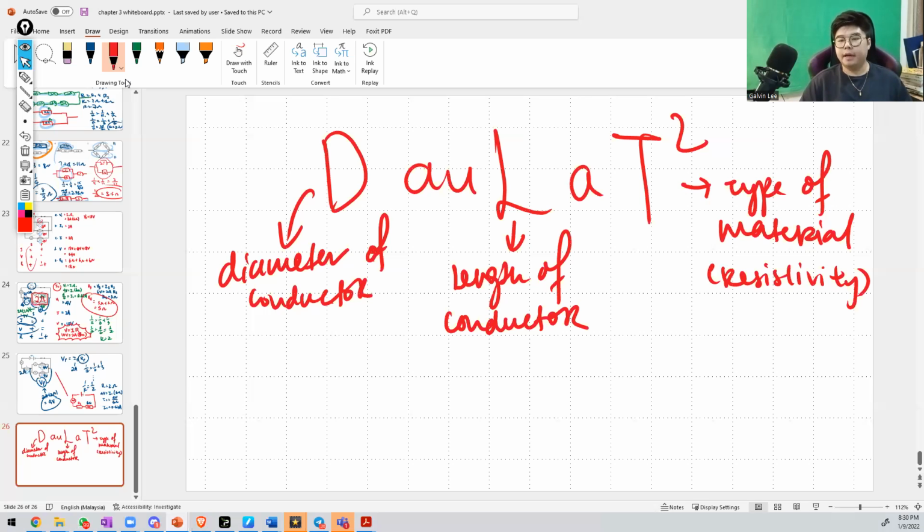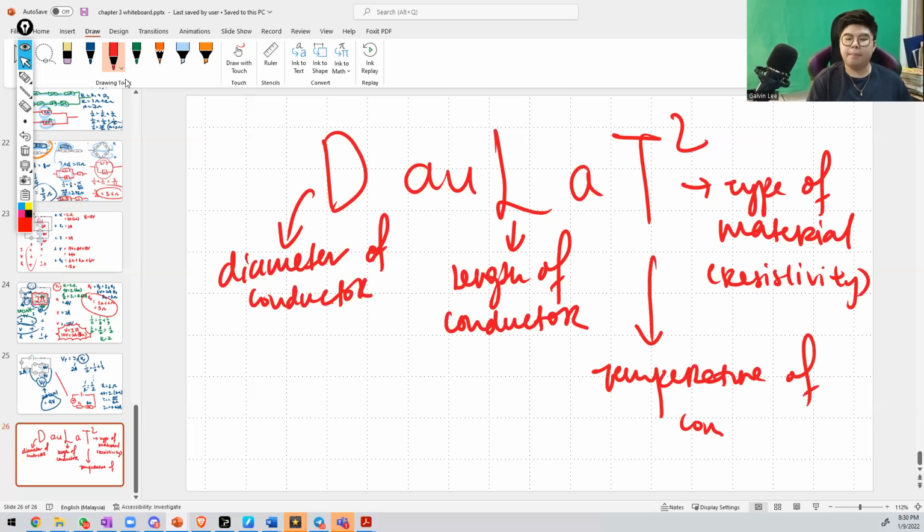Okay. T equals 2, another T. What T? Temperature. Temperature of conductor. Teacher, how does temperature affect the wire? Wire under the hot sun. Wire which is underwater cable. Wire which is in an electronic device which is burning hot.